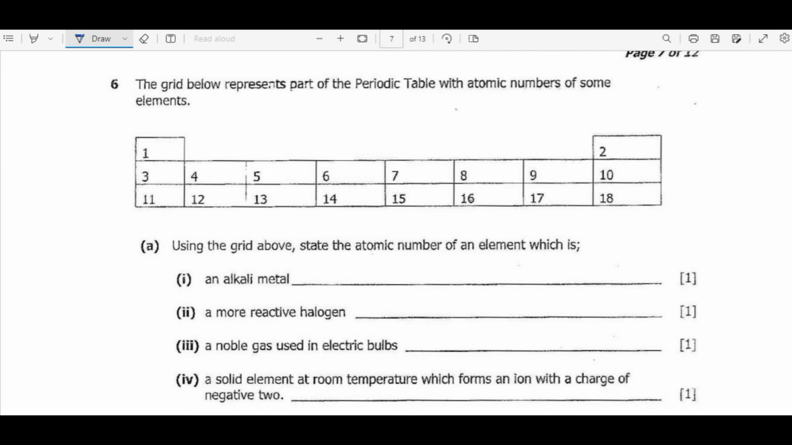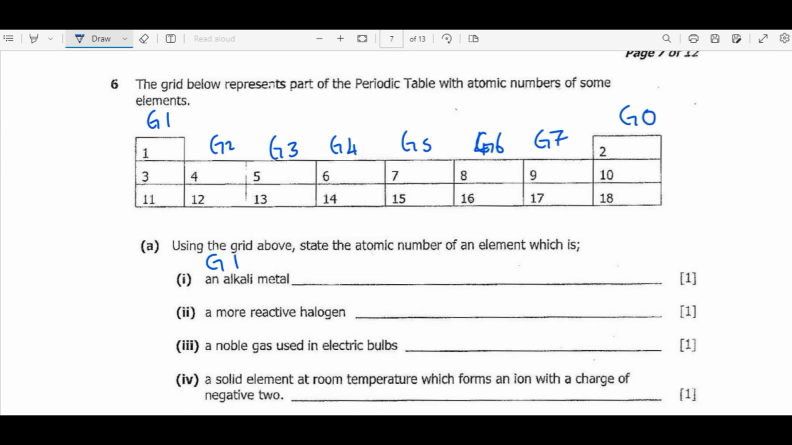So we have 6. The grid below represents part of the periodic table with atomic numbers of some elements. Okay, so we have group 1, group 2, group 3, group 4, group 5, group 6, group 7, then group 8. So using the grid above, state the atomic number of an element, which is the first one, an alkali. So an alkali is group 1.